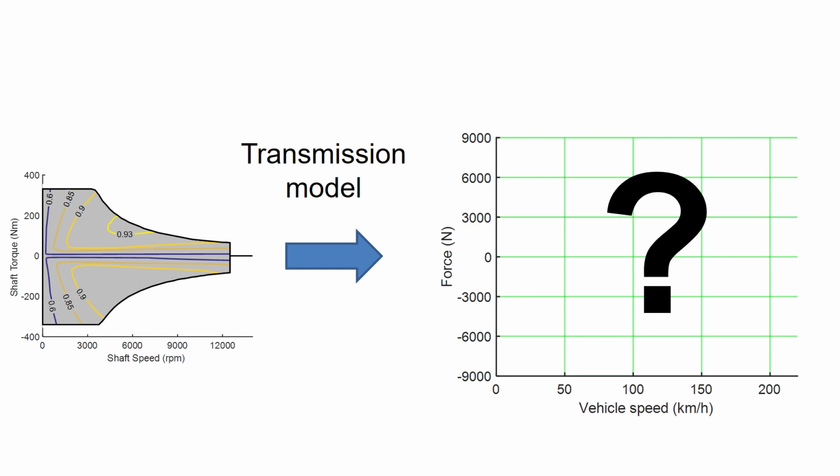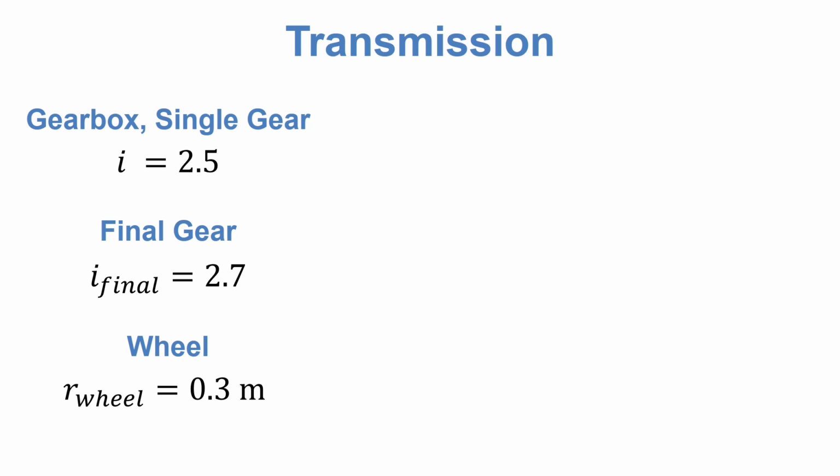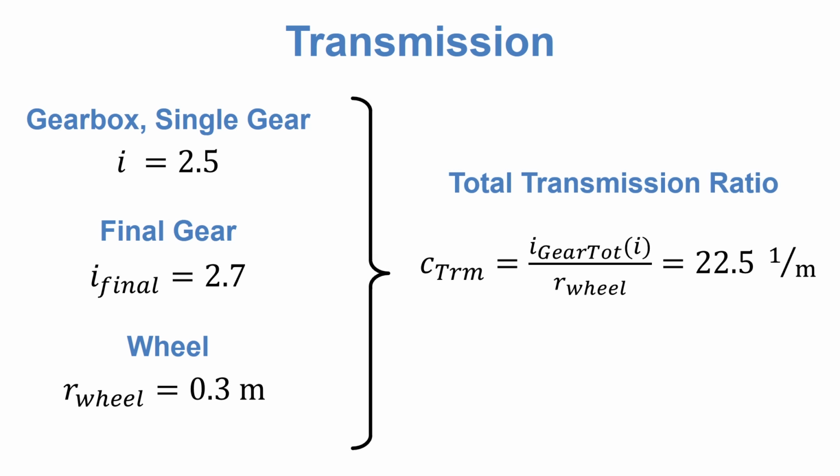To do the analysis, we need to know the transmission parameters. For this analysis, we assume a powertrain with a single gear transmission. The gear ratio is 2.5, the final gear ratio is 2.7, and the wheel radius 0.3 meters. This results in a total transmission ratio of 22.5 1 per meter. This is similar to the transmission ratio of the second gear in a combustion engine powertrain.